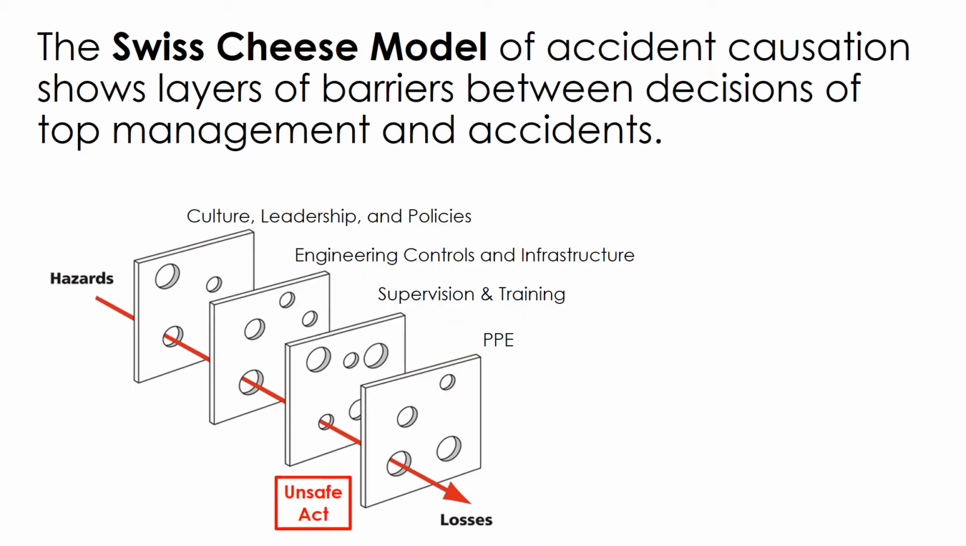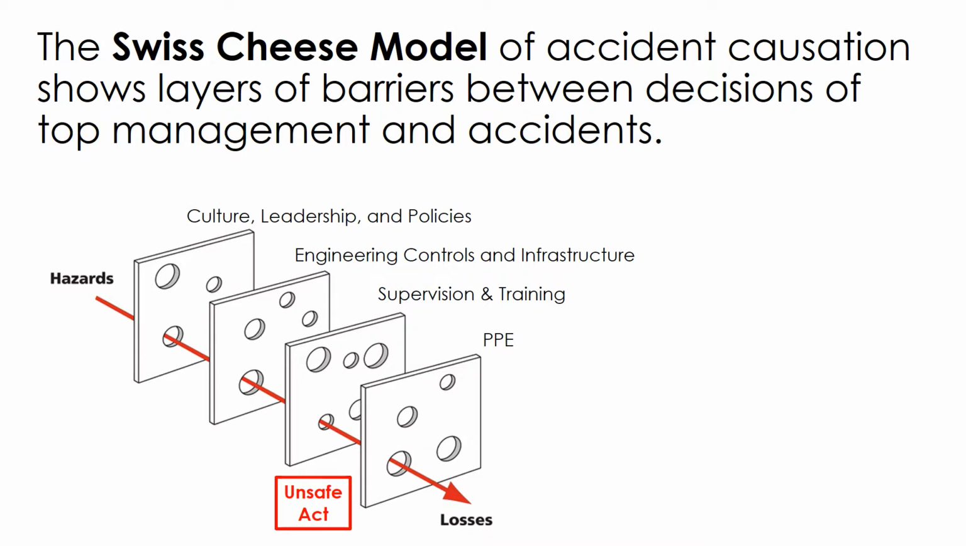The Swiss cheese model of accident causation shows layers of barriers between decisions of the top management and accidents. Each slice of cheese is a barrier to prevent errors. Each hole represents failures in the barrier. A hole may be latent or actively opened by individuals. Let's go through a situation.